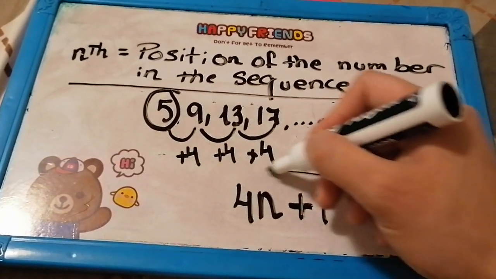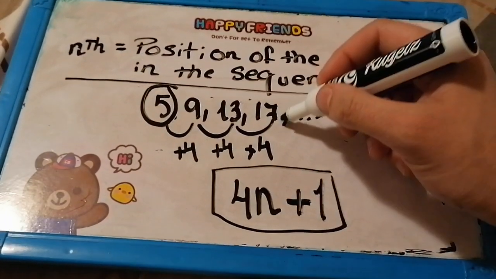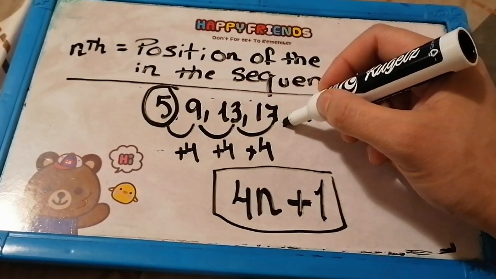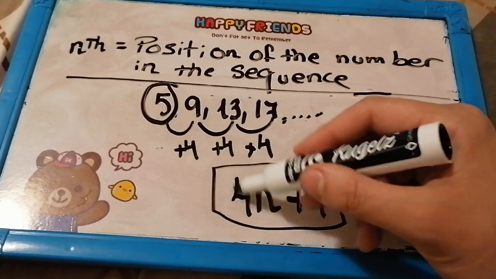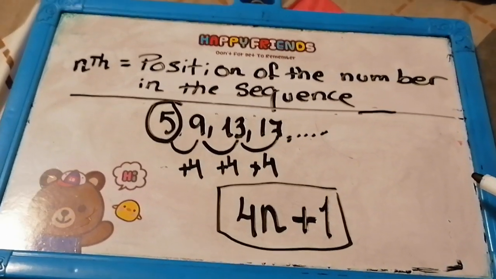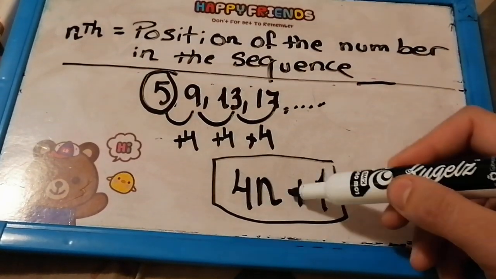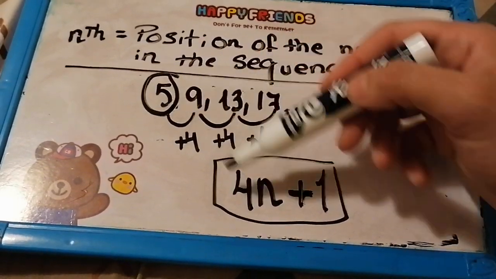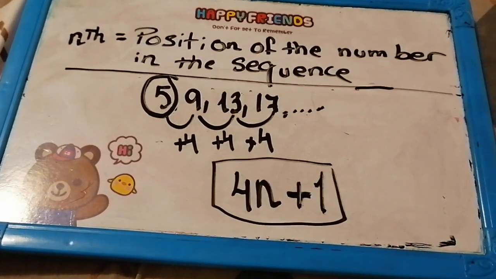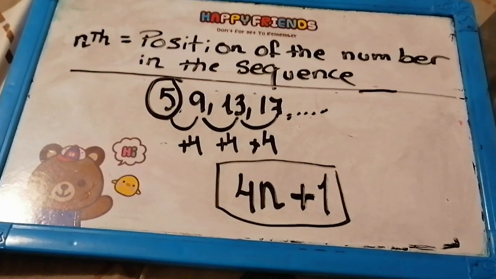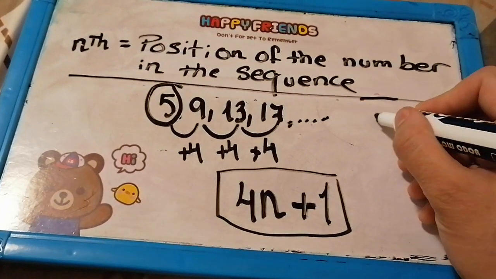I'm sure it's very easy. Why? Because this sequence is starting with 5, and the original sequence for 4n is starting with 4. So I have to say 4n plus 1, because this is more than the 4n sequence by 1. Very easy. Let's answer another question.